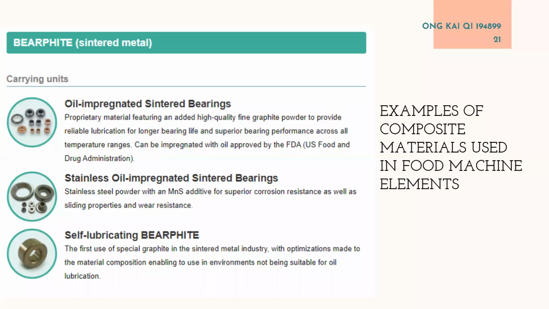And it is also approved by the FDA. And then there are also stainless oil impregnated sintered bearings, which use stainless steel powder with a magnesium additive for superior corrosion resistance as well as sliding properties and wear resistance. And then there is also self-lubricating graphite, the first use of special graphite in the sintered metal industry, with optimizations made to the material composition, enabling use in environments not suitable for oil lubrication.